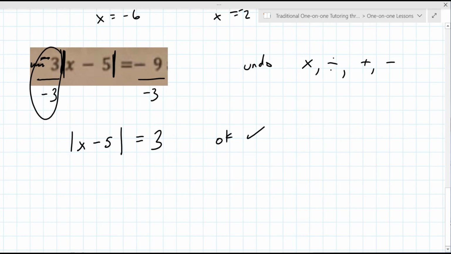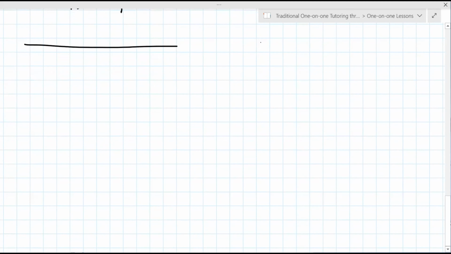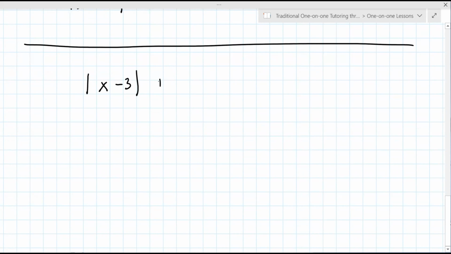Okay, let me try and do a bit more of this because I can see there's a gap here. Yeah, I think I'll need one more example. I kind of understand that. Okay, so let's say I give you absolute value x minus 3 plus 4 equals... I'm sorry, let me do it this way. Let me do minus 4 equals negative 2.